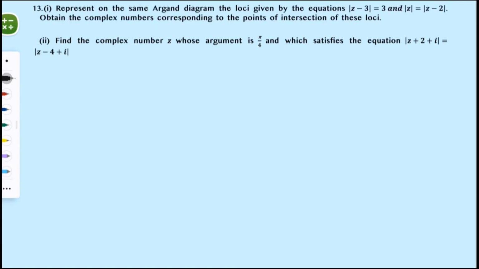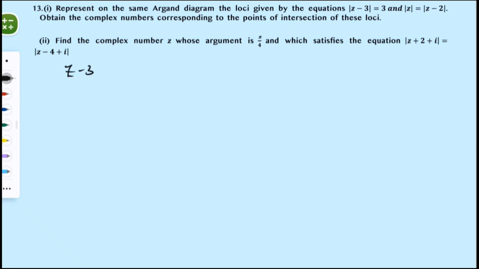Represent on the same Argand diagram the loci given by the equations |z - 3| = 3, |z| = |z - 2|. Then obtain the complex numbers corresponding to the points of intersection of these loci. So basically a locus is just the path drawn by each of these complex numbers. The path can be a circle, it can be a curve or whatnot. So if we want to find the locus of each of these, let's start by writing it down first.